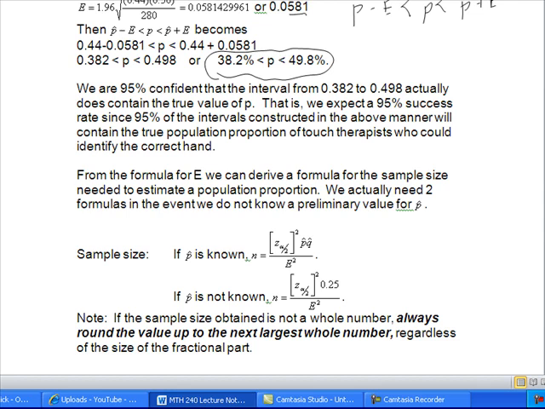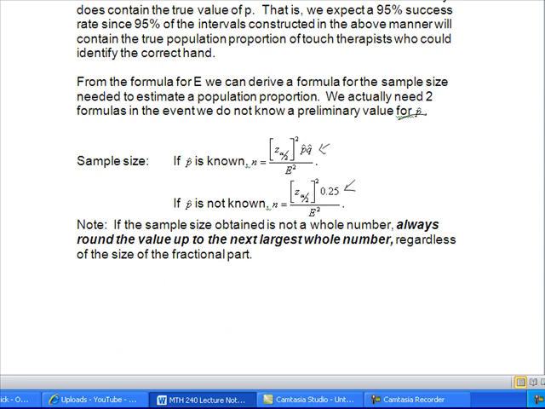So if you come up with n is something like this, we would round that up to 38. If we come up with 37.99187, we would also round that up to 38. Regardless of the fraction, even if it's a small fraction like we have here, we round up to the next larger whole number.